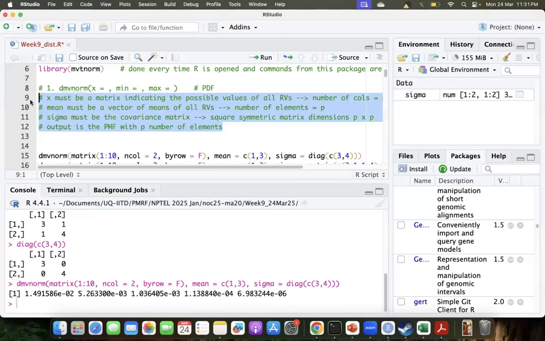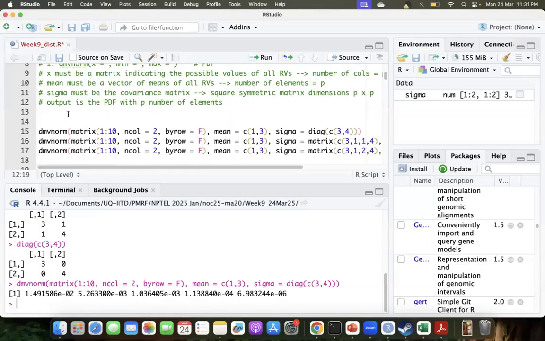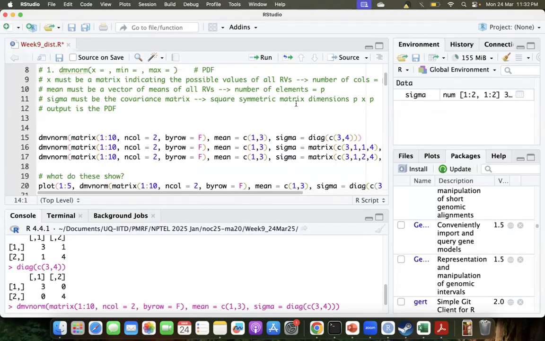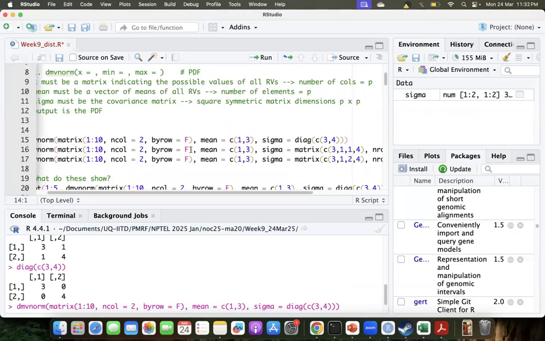Yes, I think I've corrected this. This is fine. So the output is the PDF with as many elements as there are rows. What I'm trying to say here is that p in this case is just 2, so the number of columns is 2.